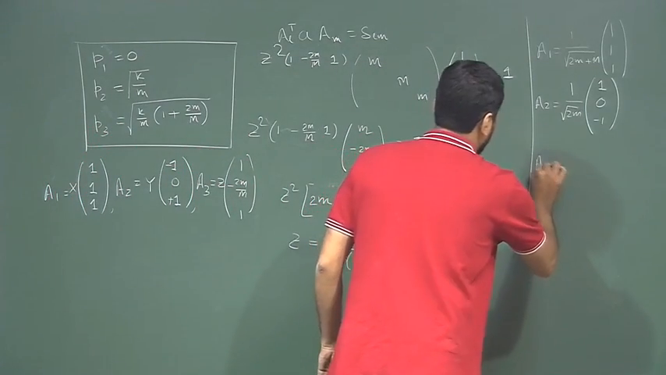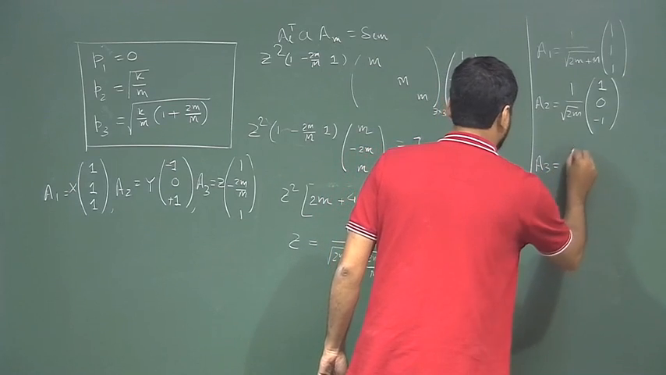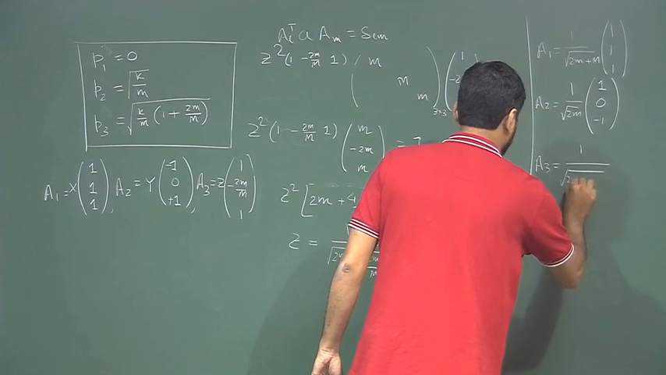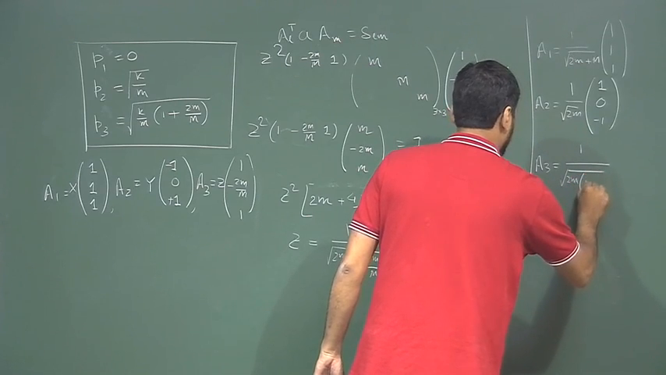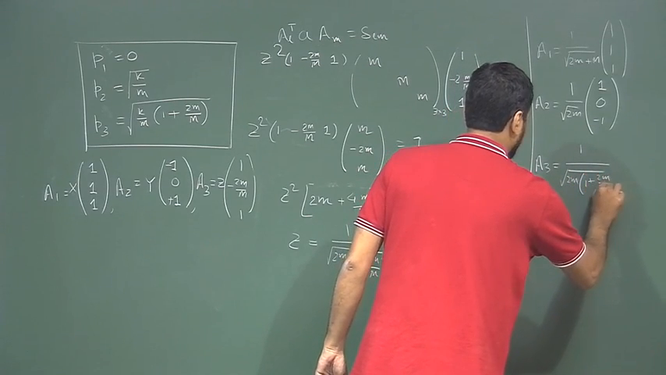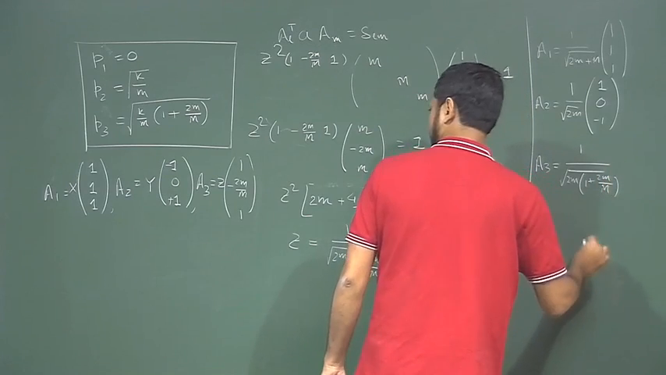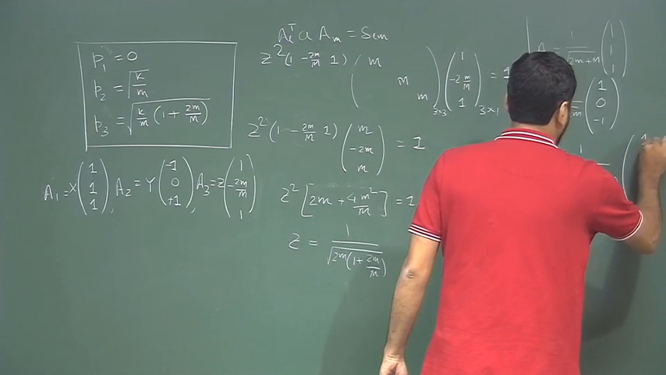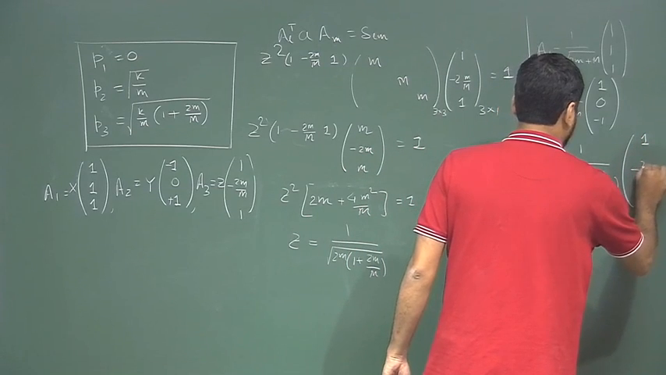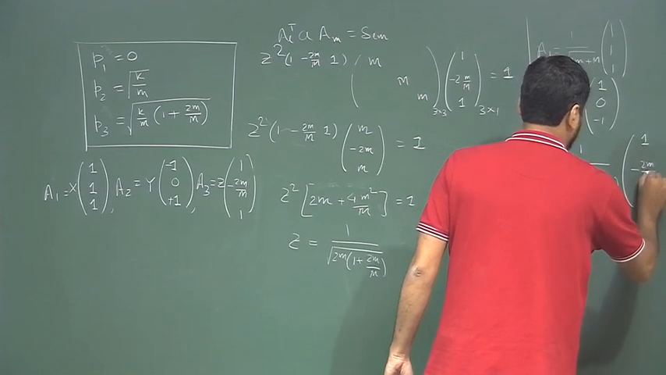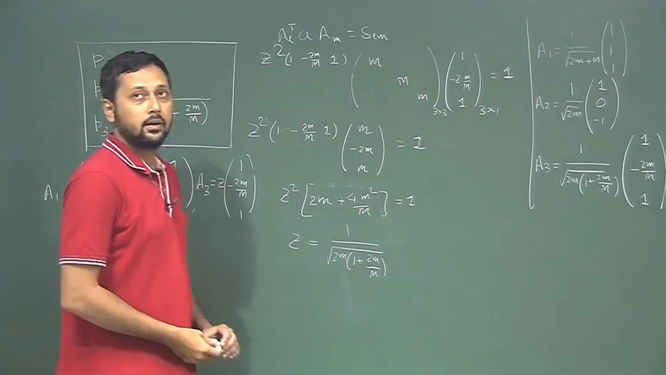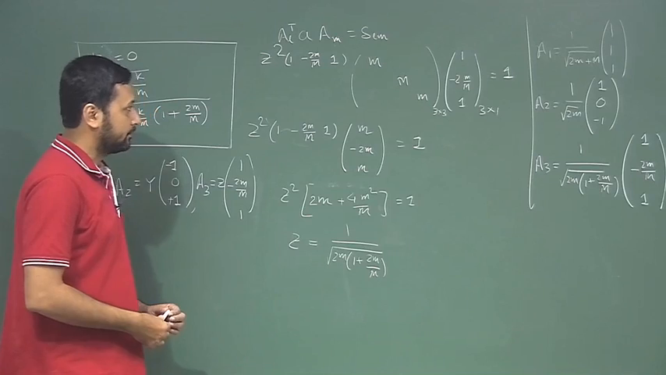So, A3 is equal to 1 by root over 2m, 1 plus 2m by m, and 1 minus 2m by m, 1. Okay. So, this is the third eigenvector.